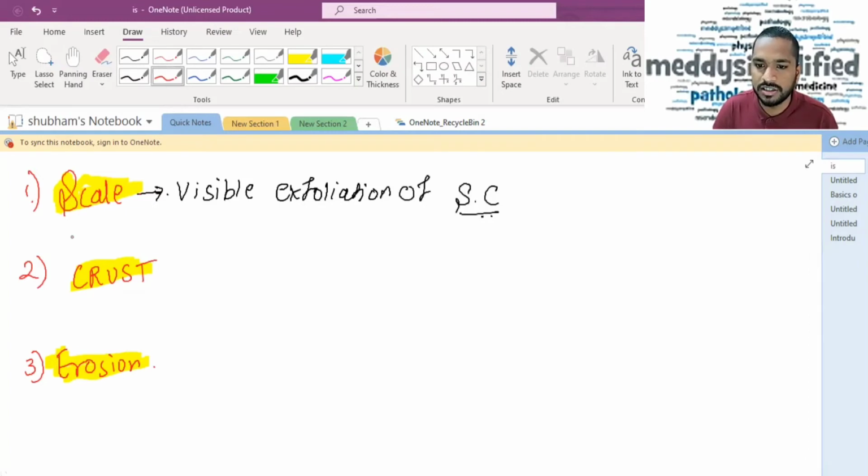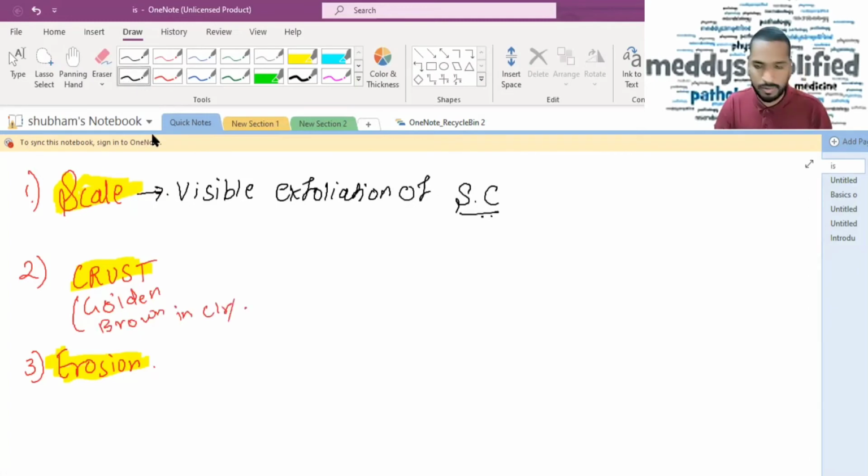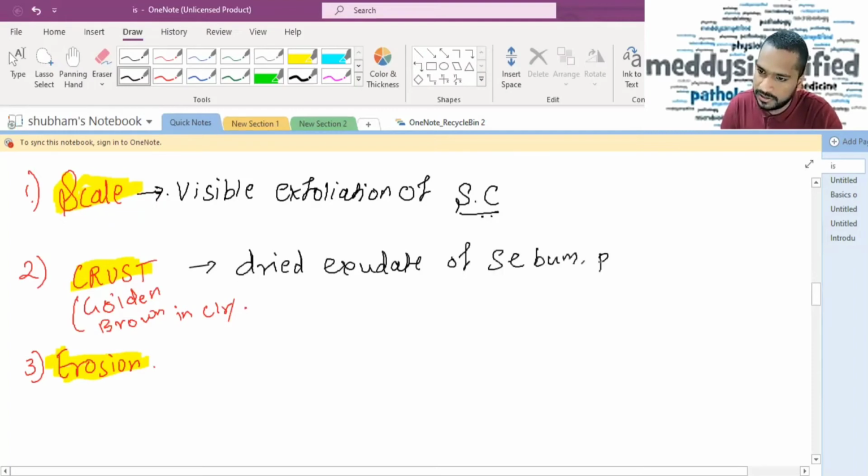Second is crust. So this crust is something golden brown in color. It's very important to know that it is golden brown in color. So what we should know about it exactly, that it is a dried exudate of sebum, pus, and blood, and it is something golden brown in color, right? So this was about crust.